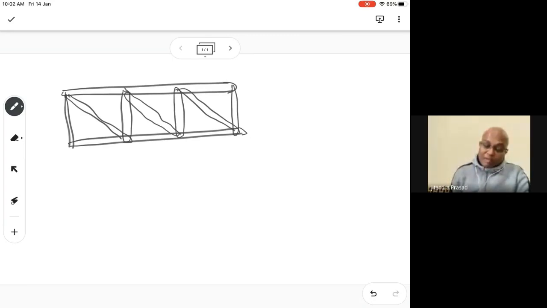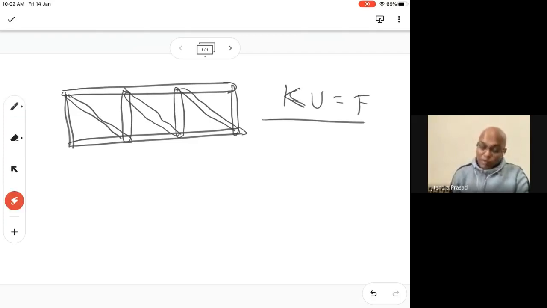Now, if we want to derive the finite element relations for this, our objective is to find out Ku equal to F. And finally, we have to find out the stiffness matrix. That is the main objective here.